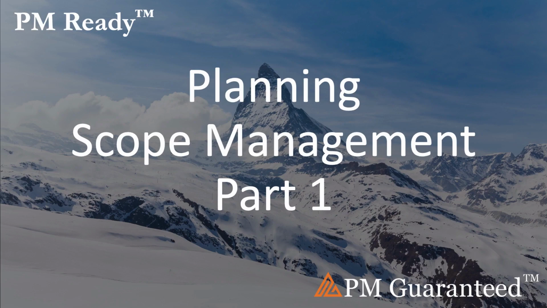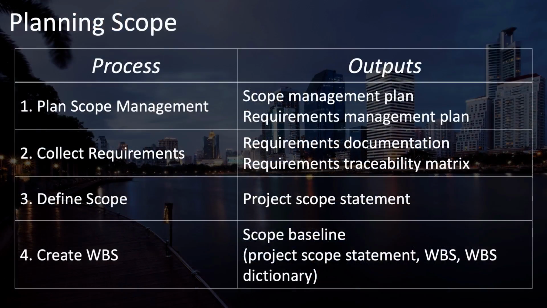This is the lesson on planning scope. Part 1. The scope planning processes include plan scope management, collect requirements, define scope, and create WBS. The primary outputs of the plan scope management process are the scope management plan and the requirements management plan.